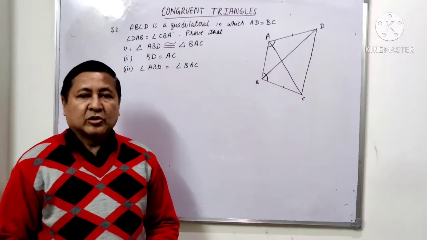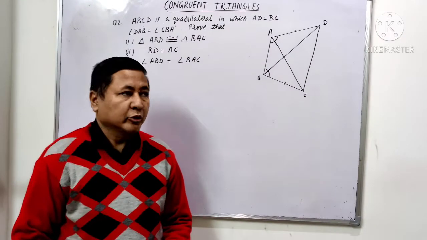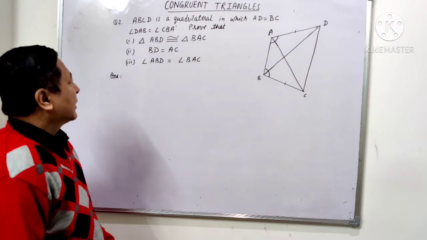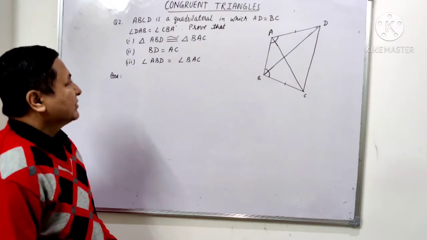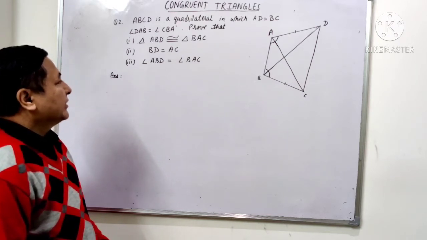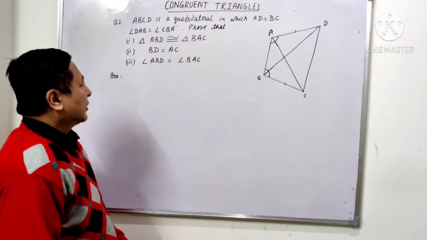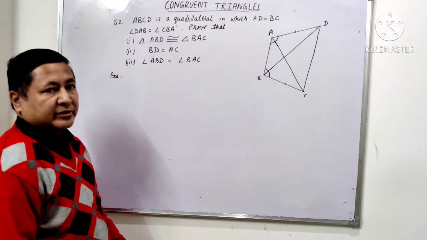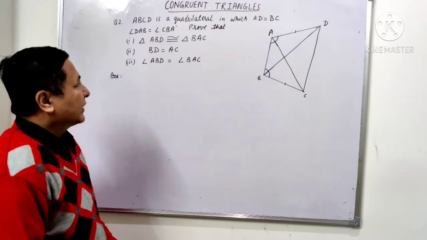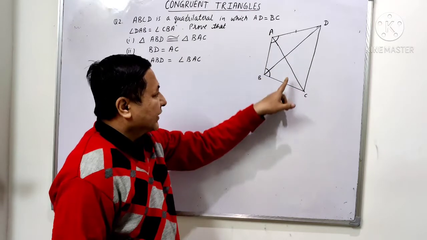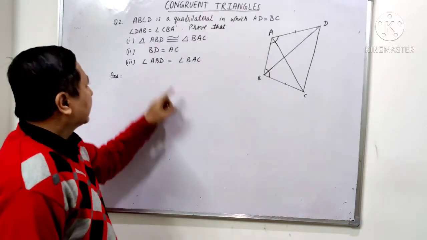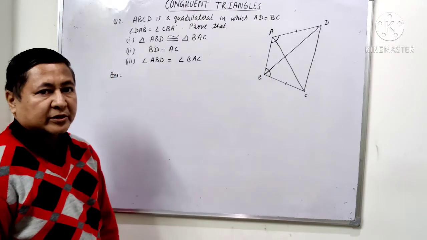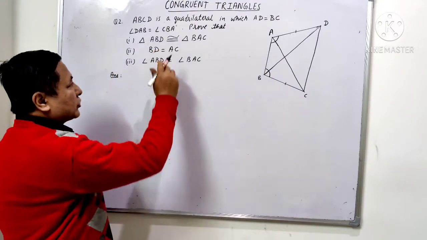Now let us solve the second question of exercise 7.1. ABCD is a quadrilateral in which AD is equal to BC and angle DAB is equal to angle CBA. Prove that triangle ABD is congruent to triangle BAC, BD equals AC, and angle ABD is equal to angle BAC. In this question it is given that sides AD and BC are equal, and angle DAB and angle CBA are both equal, and we have to prove these two triangles congruent.